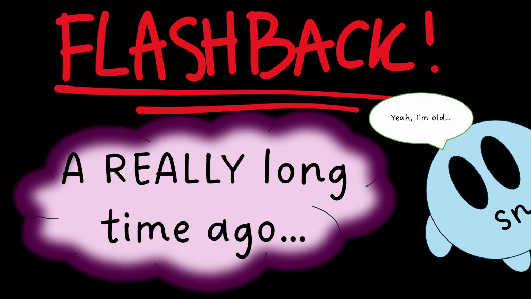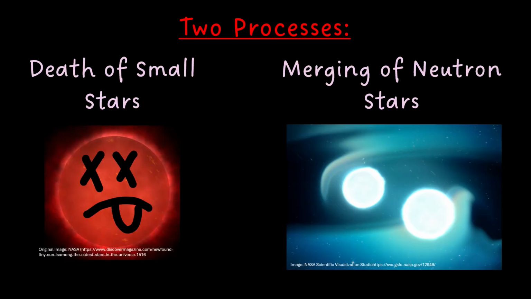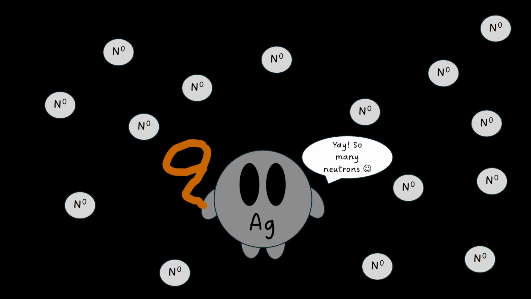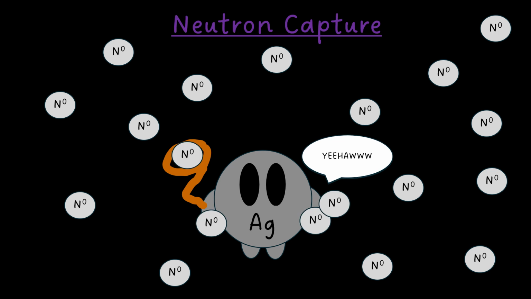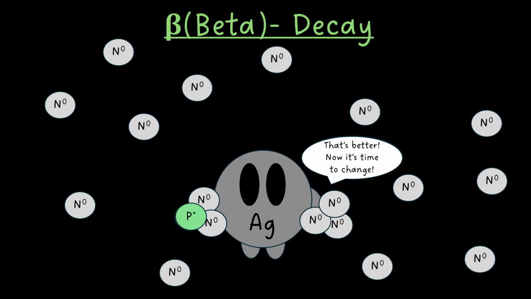The story of tin begins billions of years before its discovery. Tin formation in our universe can be attributed to two processes: the death of small stars, or when two neutron stars, the dense leftover cores of large dead stars, merge together. The neutron-dense environment of these two processes allow for neutron capture to take place, where existing elements capture nearby free neutrons.